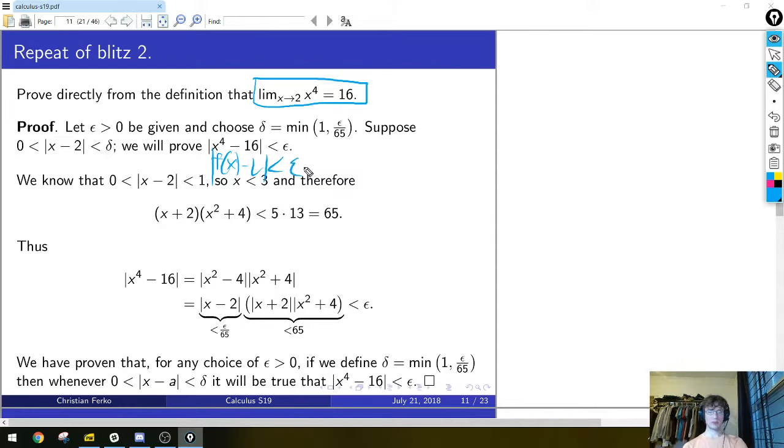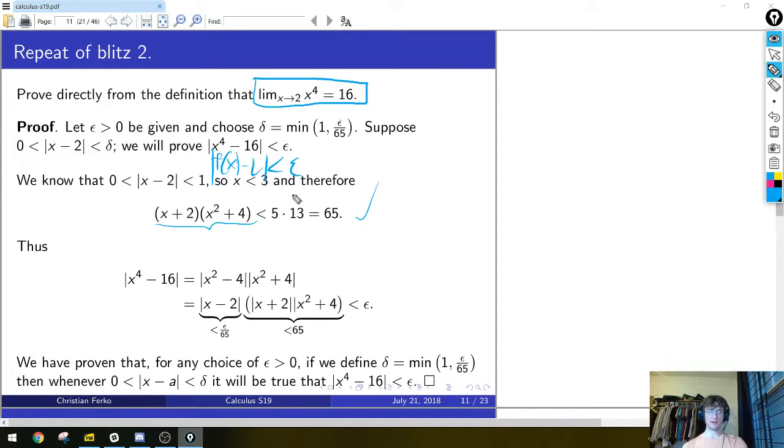And as we saw last time, we can prove that kind of just by algebra. So since absolute value of x minus 2 is less than delta, which is the smaller of 1 and epsilon over 65, in particular it's smaller than 1 because it's smaller than the minimum. So if it's smaller than 1, x is between 1 and 3, as you told me in the last meeting. So this product is upper bounded by 5 times 13, which is 65. So that's using the initial restriction.